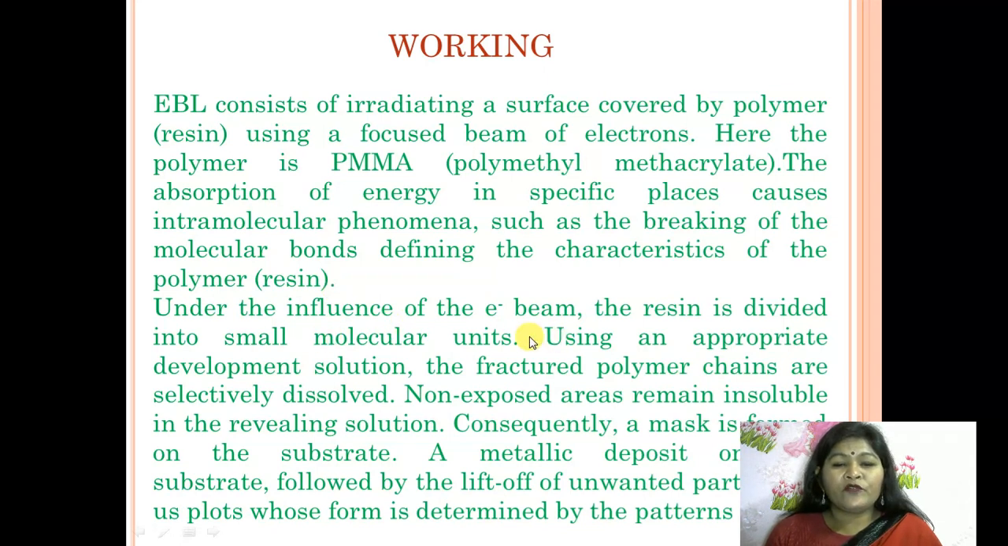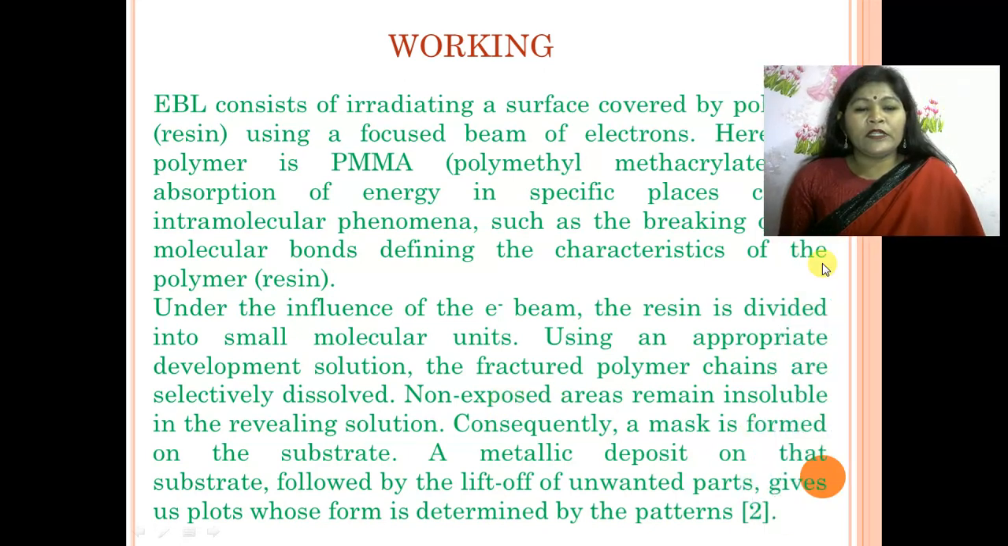Under the influence of the electron beam, the resin is divided into small molecular units. Using an appropriate development solution, the fractured polymer chains are selectively dissolved. Non-exposed areas remain insoluble in the revealing solution. Consequently, a mask is formed on the substrate. A metallic deposit on that substrate followed by the lift-off of unwanted parts gives us plots whose form is determined by the pattern.